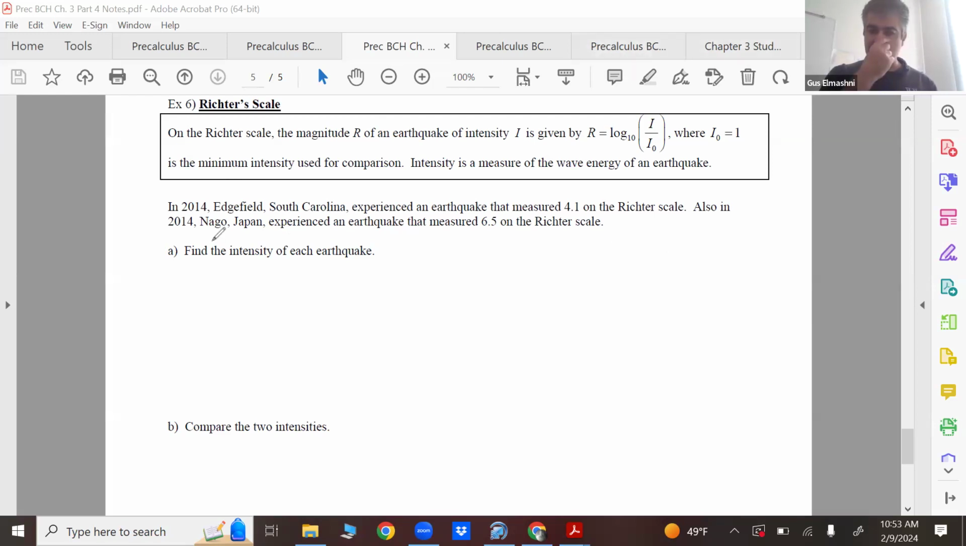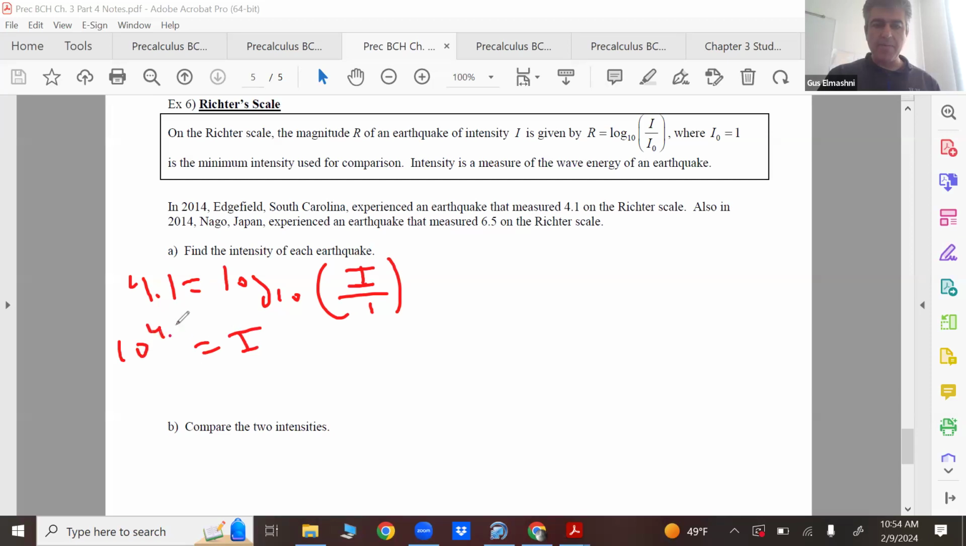So in 2014, Edgefield, South Carolina experienced an earthquake of 4.1. In 2014, Nagato, Japan, experienced an earthquake that measured 6.5. Find the intensity of each earthquake. So you're going to do 4.1 equals log base 10 of I over 1. So the intensity is just 10 to the 4.1 power. For Japan, it's going to be this: log base 10 of I.